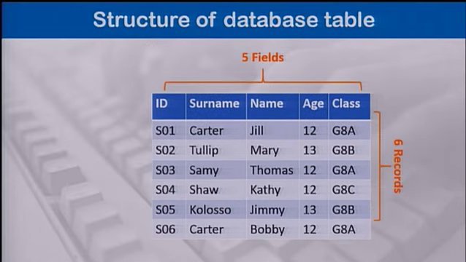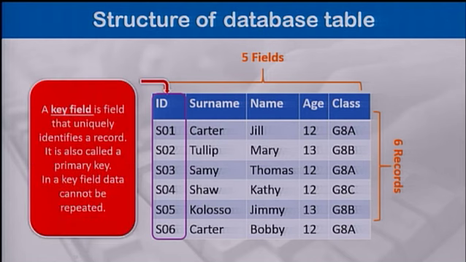Among all the fields, there is a special one called a key field. A key field is a field that uniquely identifies a record. It is also called a primary key. In a key field, data cannot be repeated. Therefore, S01 cannot be found more than once.